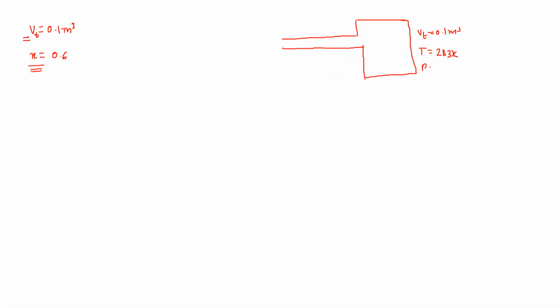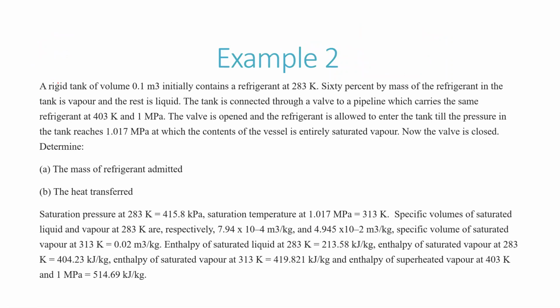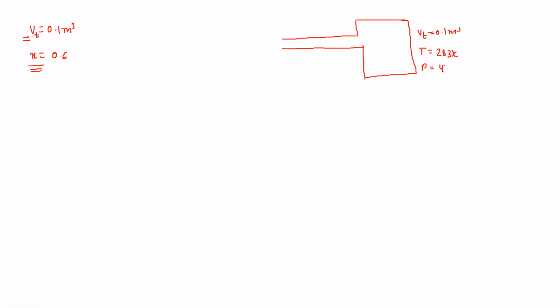Okay. And even the pressure of the tank, since here we have a mixture of partially condensed liquid, partially condensed vapor. So in that case, the pressure is also equal to the saturation pressure at 283 Kelvin. So that is 415.8 kilopascal. All right. So once we have the saturation pressure, which is 415.8 kilopascal, over here we have X, that is quality. So we have information about this tank for now.